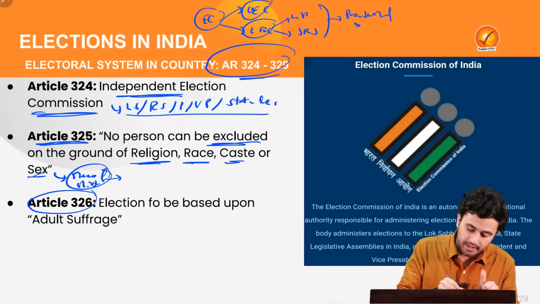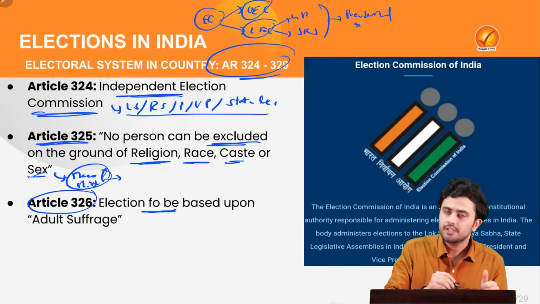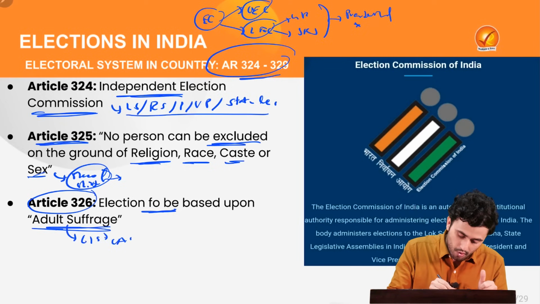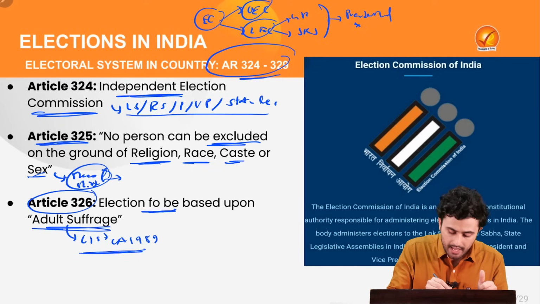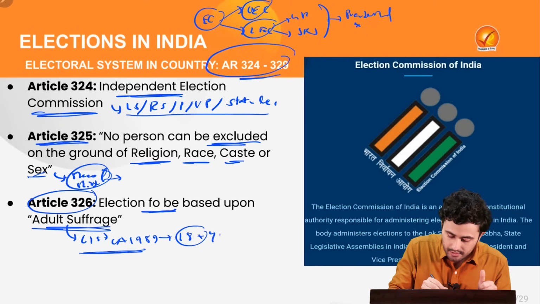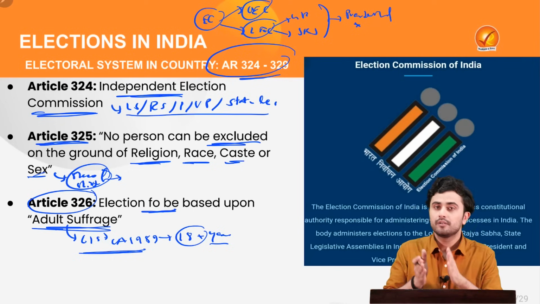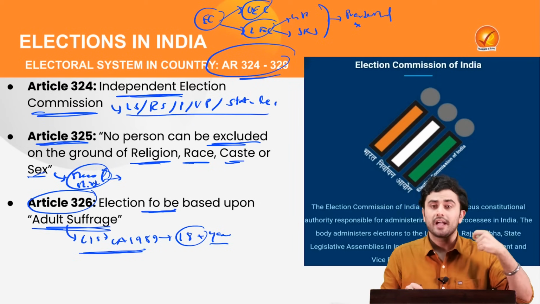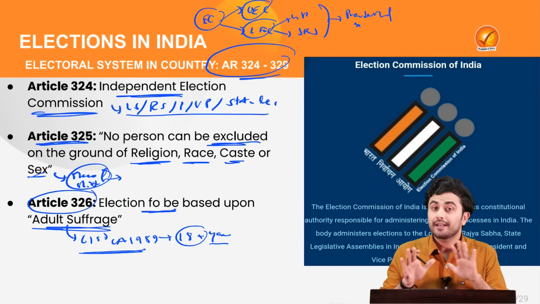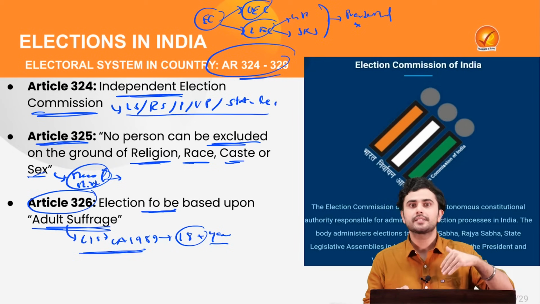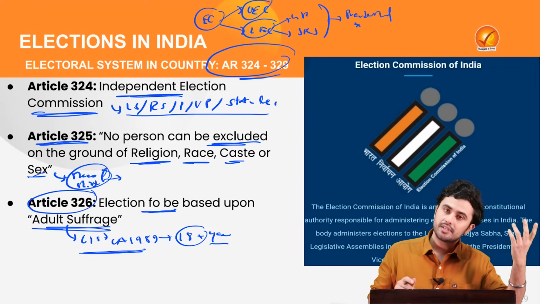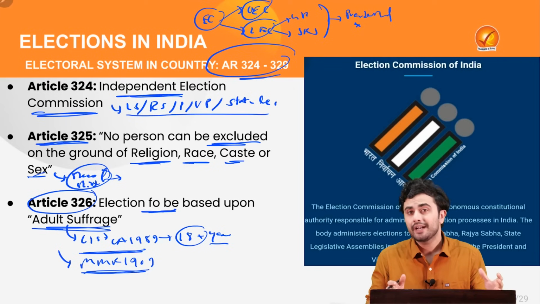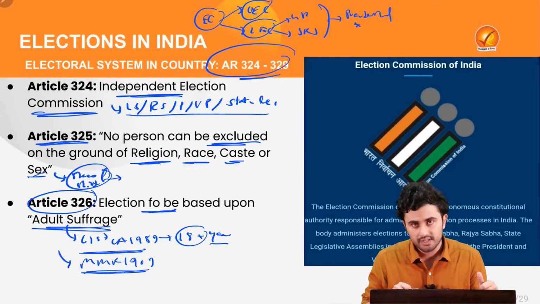Also, Article 326 provides that the election shall be based upon adult suffrage. Thus, under the 61st Constitutional Amendment Act of 1989, any person who is 18 years of age or above can vote in the Lok Sabha election irrespective of that person's income status, educational qualifications, etc. At the same time, there does not exist any separate electoral roll, such as was once envisaged by the Morley-Minto reforms of 1909, which played a pivotal role in the partition of our country.